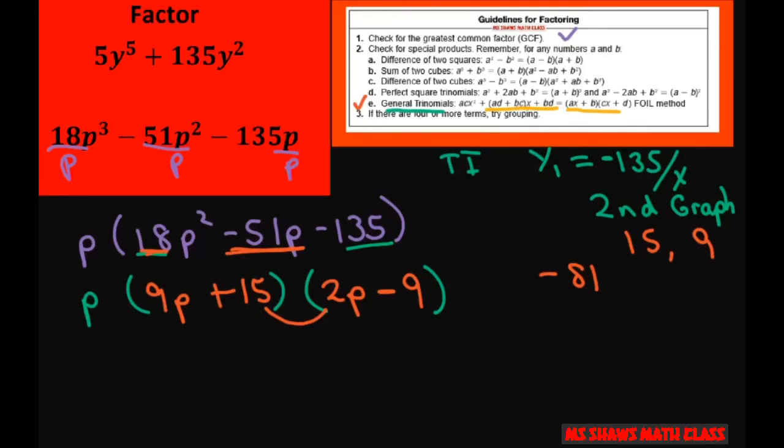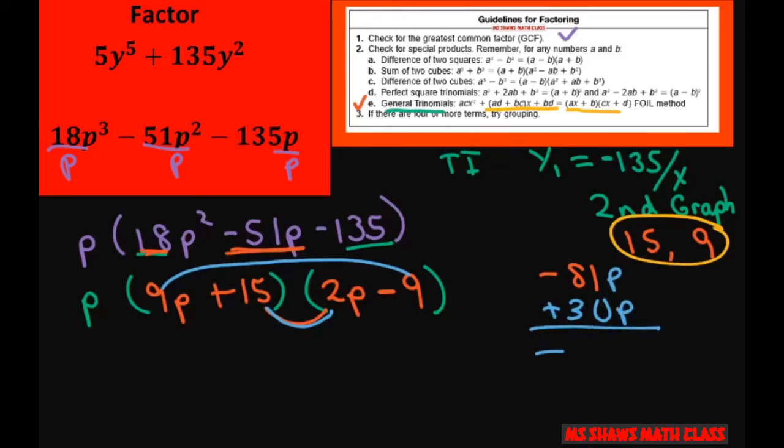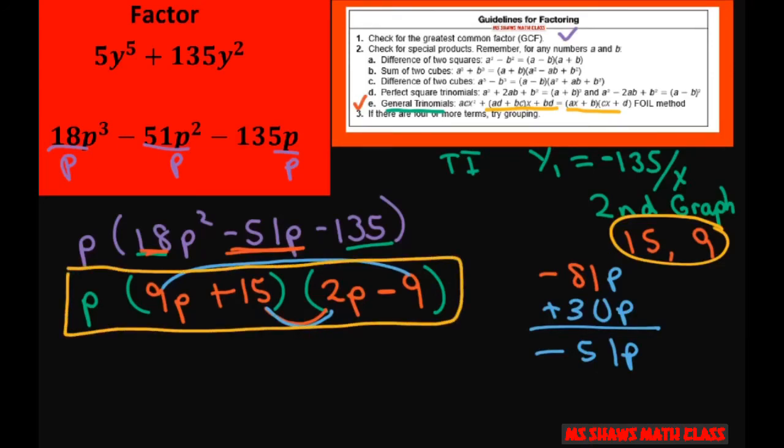So if not, you can always just guess and check or use your general trinomials. You can always check here. This would give you negative 81. This would be plus 30. And you put the p there. That gives you your negative 51p. And we know the first and the last work because that's how we set it up. We know that 9 times 15 is 135, and we know that 9 times 2 is 18. And so that's it. And don't forget to include the first p that we factored out.